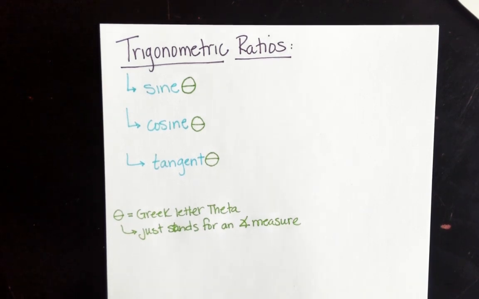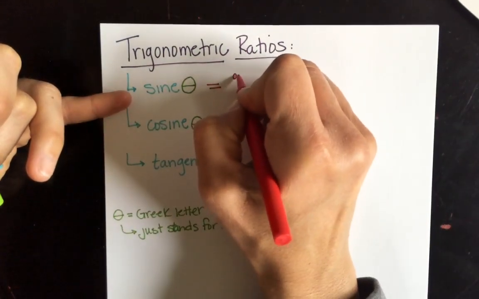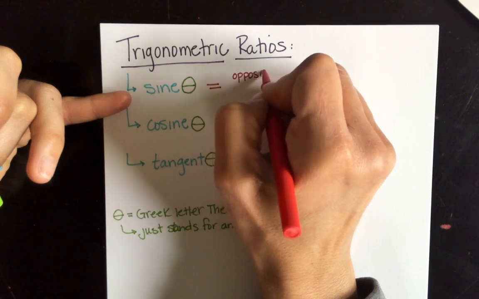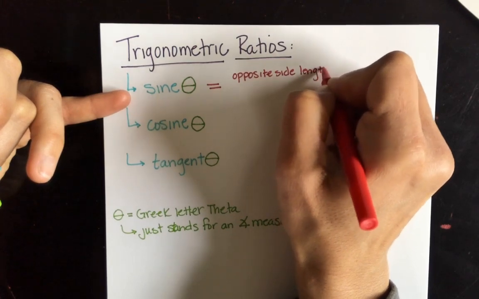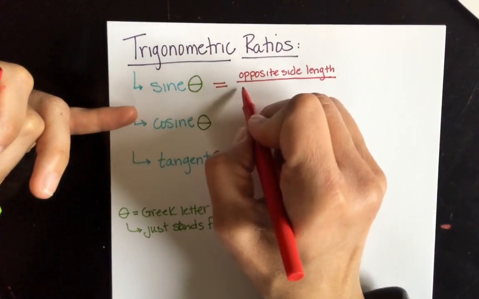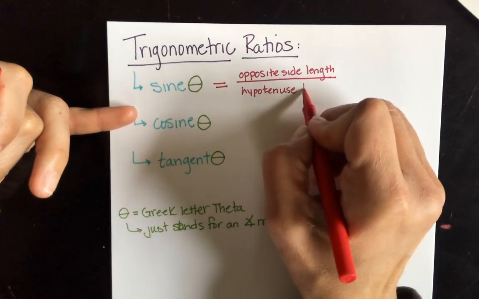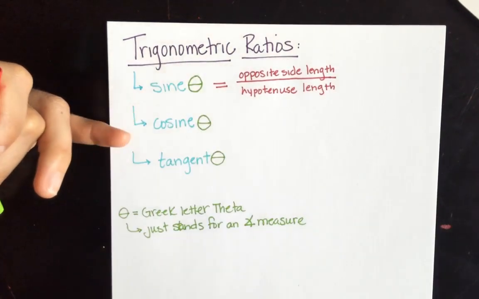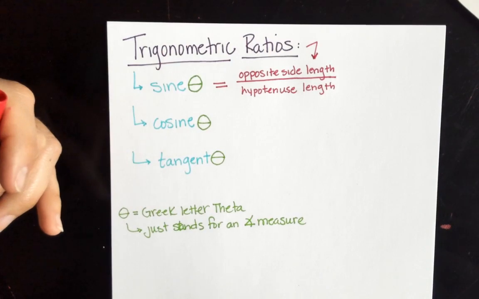And by definition, and if you look back on some of the formula sheets that I've given you, it will have a definition of our opposite side length over, notice that's where the ratio comes in, the hypotenuse length. So that's where all these ratios come into play.